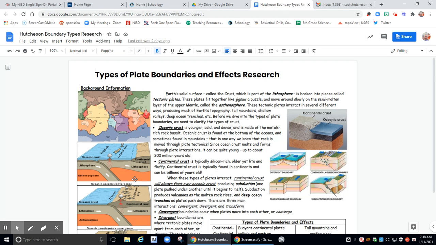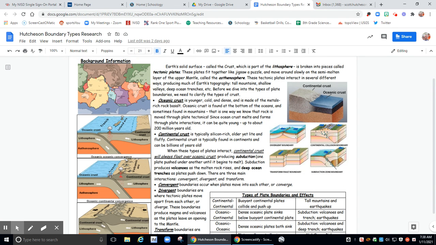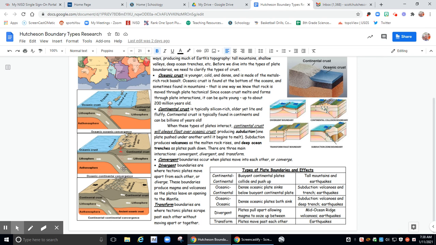So if you look at these images over here on the left, or actually all three of these images, you'll notice here that when these two plates are coming together, this plate goes underneath. Okay, so this is the process known as subduction. Same thing here. Again, subduction is occurring, and same thing here. Subduction is occurring.